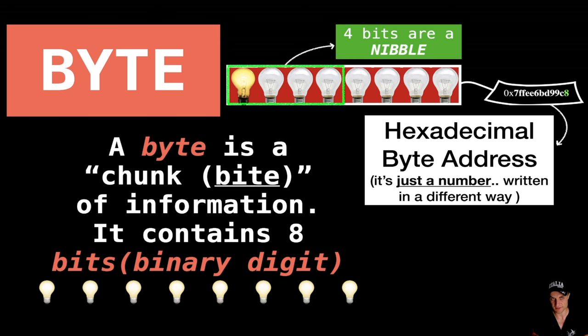The name byte is just a kind of joke because 4 bits are enabled. So everywhere in computer science, there is plenty of these kinds of joke.